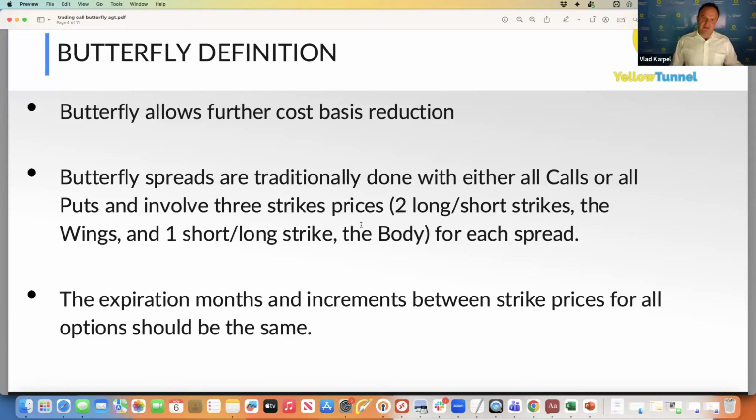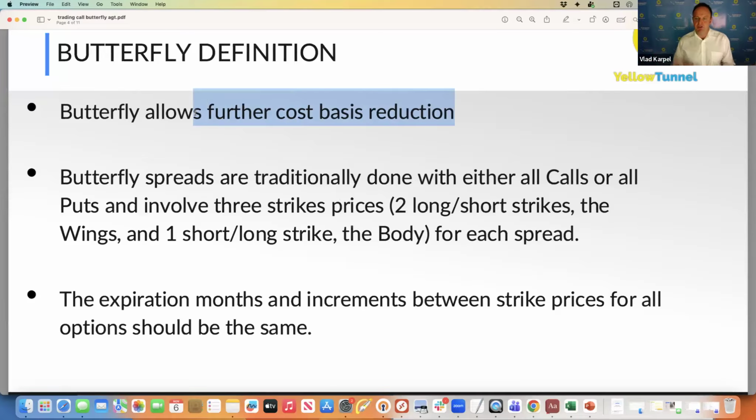As your journey as a trader continues, then you realize if you have a stock position, you can also buy puts to hedge your portfolio. So when do you trade butterflies, right? Butterflies, I mean, the main one is further cost basis reduction.